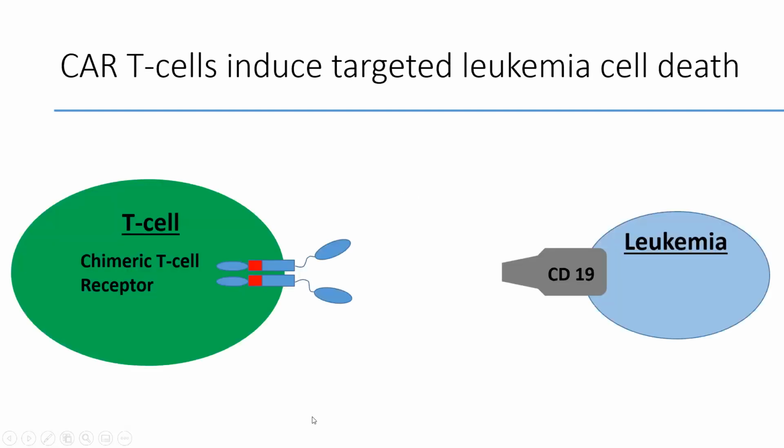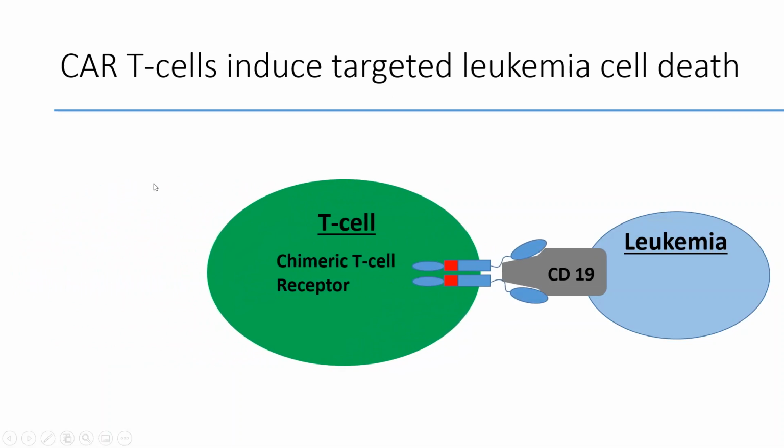So here, CAR T cells induce target leukemia. There is an animation here. Next, let us see how it works. First, the CAR T cells express the CD19 receptor, so it will bind the CD19.